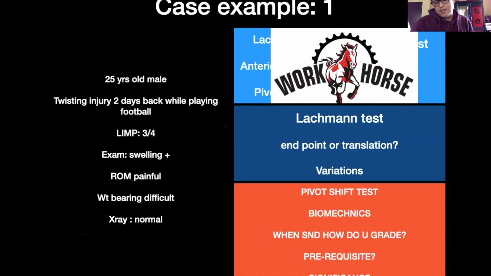Final quick question to Rajiv sir. Sir, when do you do pivot shift tests? Intra-op or pre-op? I think I agree with Amit. In the OPD, mostly not, unless it's a very cold case. Otherwise, pre-op, intra-op, and post-op is very, very important.